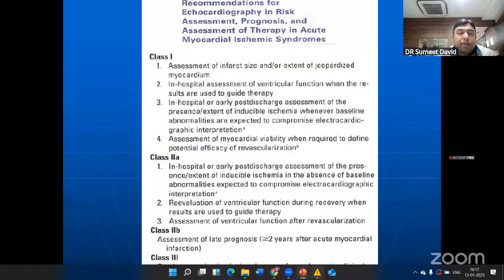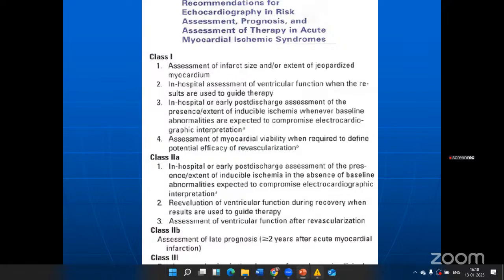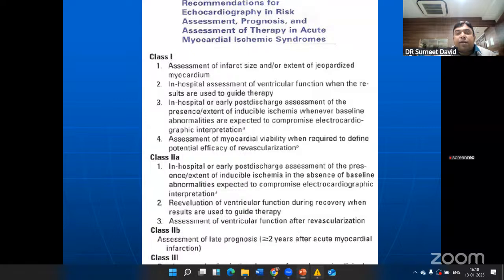Still compromised. And second is again re-evaluation of ventricular function during recovery. The first evaluation is when the patient comes in. The second evaluation is when we have to re-evaluate whether the patient has responded to the therapy or not. So you have to repeat the echo when the patient is getting discharged.